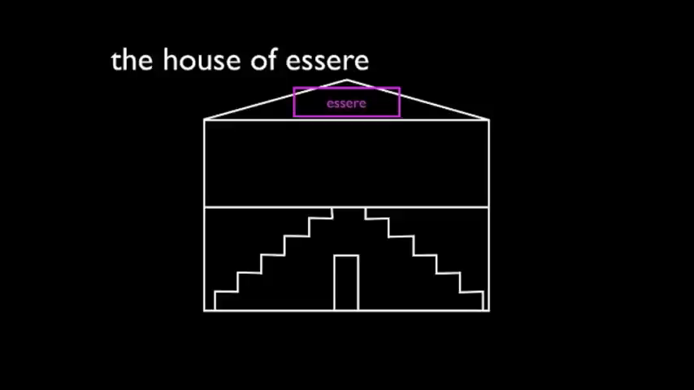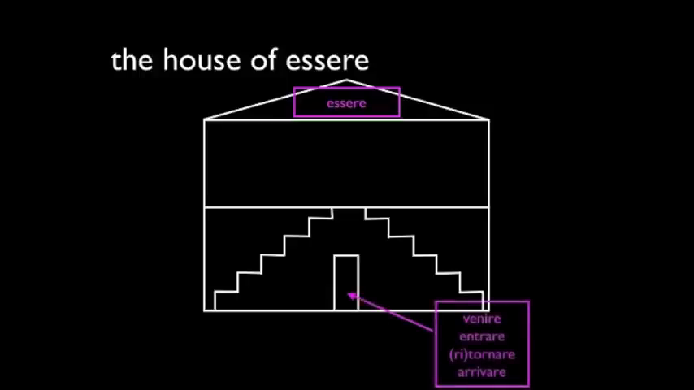For example, one is that it's called the House of Essere. So essere is a verb that in the past tense takes essere to be conjugated. Here are a few more. There's venire, to come, entrare, to enter, tornare, to return, or arrivare.